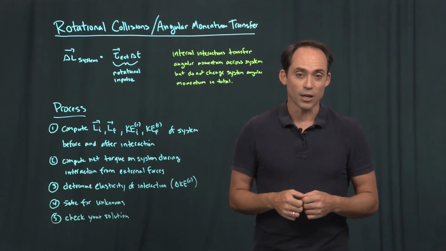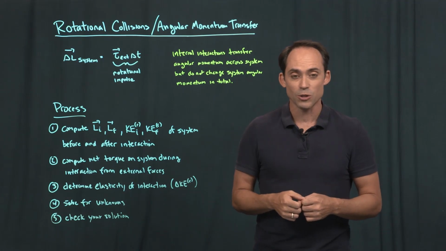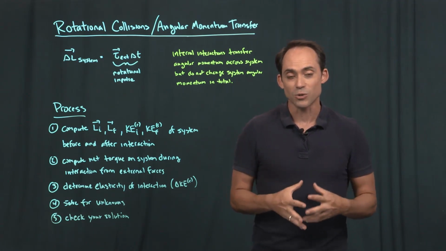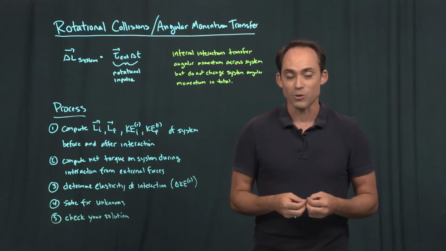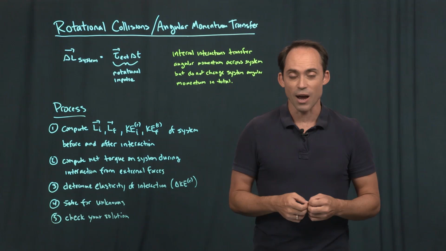That might include adding some constraint equations to the motion. And then, of course, we want to make sure we check our solution: that it makes sense, that we have the right units, and we can check for some extreme values in the expressions that we derive as a result of looking at angular momentum conservation.